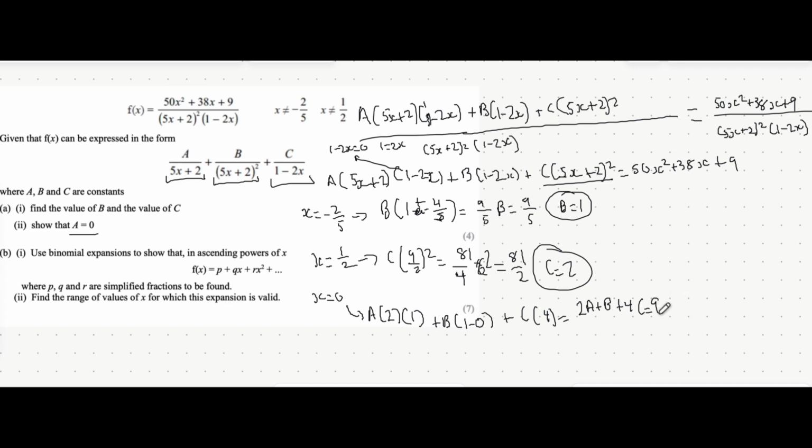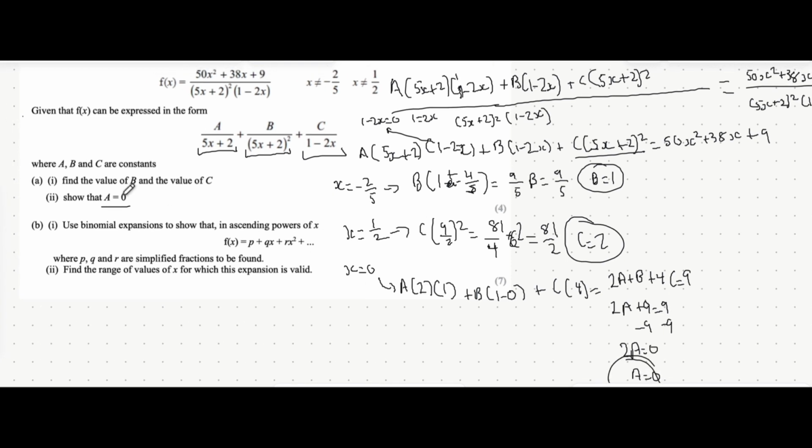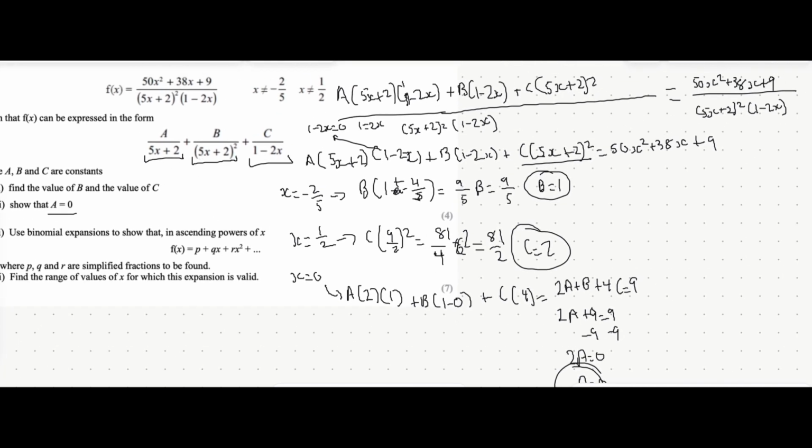which is 9. Because we already have b is equal to 1 and c is equal to 2, let's put that into this expression. So we have 2a plus 1 plus 8, which is plus 9, is equal to 9. And I'm pretty sure you guys can see where to go from here. 2a equals 0, in which case a is equal to 0. And that proves that a is equal to 0. Great, we've done that whole binomial expansion. A bit of a long process, but hopefully it made sense to you guys.